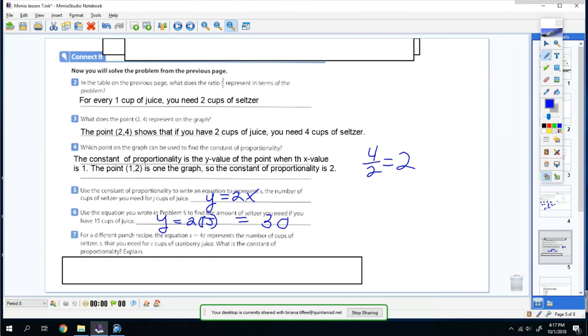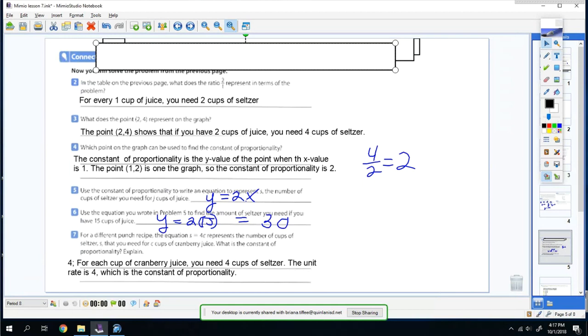For a different punch recipe, the equation S equals 4C represents the number of cups of seltzer, S, and the number of cups of cranberry juice, C. What's the constant of proportionality? Well, the best way to find the constant of proportionality in the equation is to just look at the number. The number is 4, so that's your constant. For each cup of cranberry juice, you need 4 cups of seltzer. The unit rate is 4, which is the constant of proportionality. If you have the equation y is equal to 4x, the number in front of the x will always be your constant of proportionality.